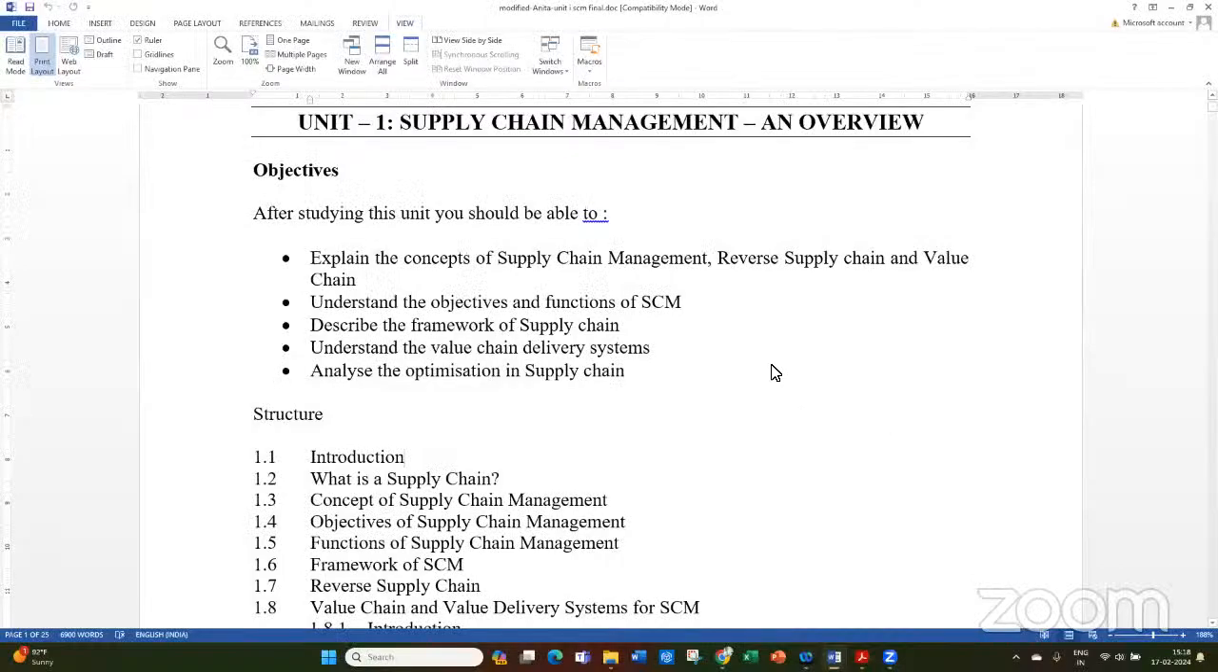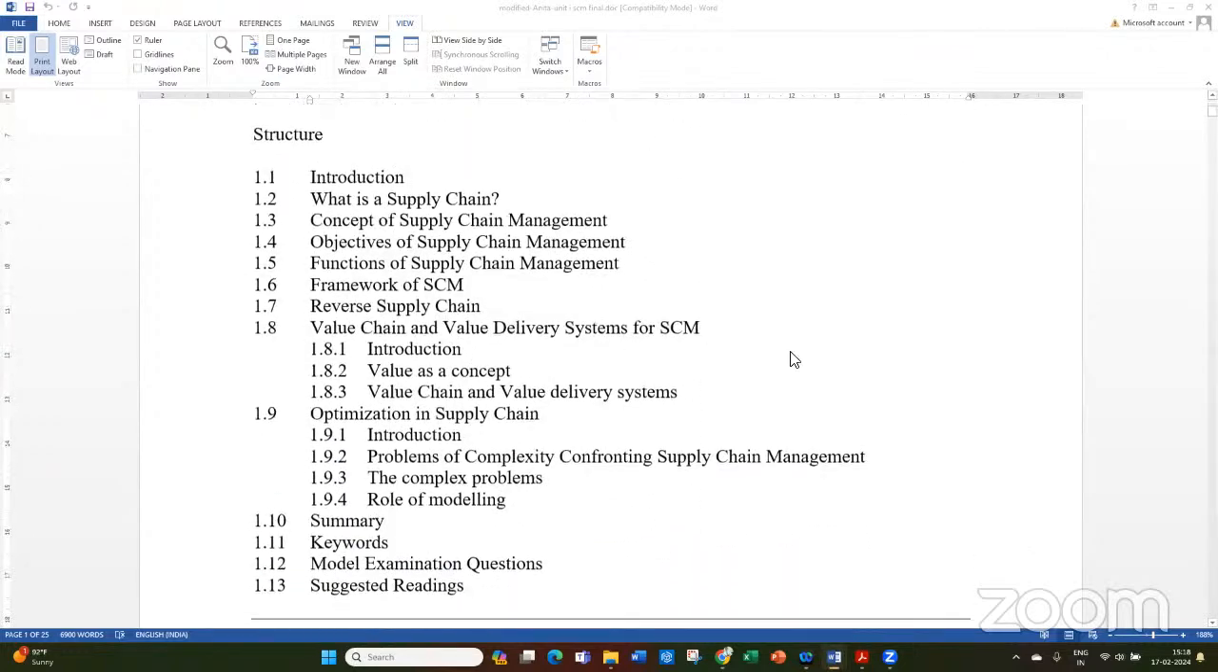What is the framework for supply chain? Then you will be knowing the structure of supply chain. Then how do you look at the value chain from the supply chain point of view? Then what is optimization of supply chain? These are the main objectives of this supply chain. So these are the fundamental aspects of supply chain.